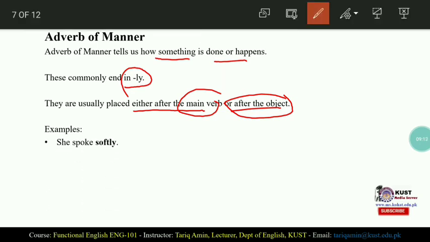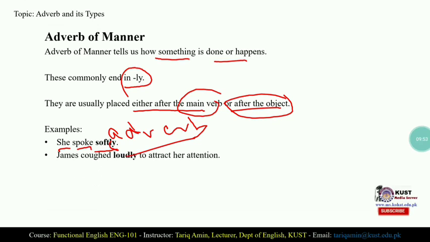She spoke softly. In this example, she is the subject, spoke is the verb, and softly is an adverb. What kind of adverb is it? It is an adverb of manner because it shows how something is done or how something happens. She spoke. How? She spoke softly. Most adverbs of manner answer the question how, and this adverb of manner ends with the letters ly.